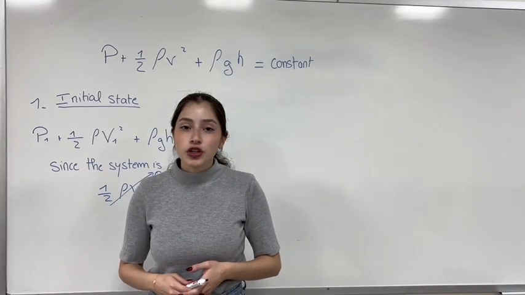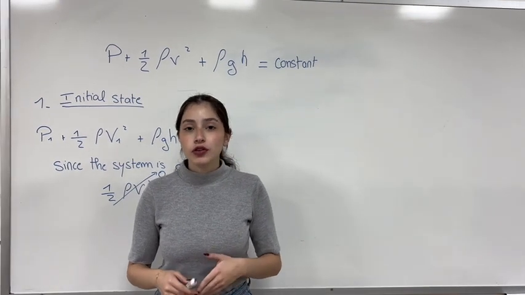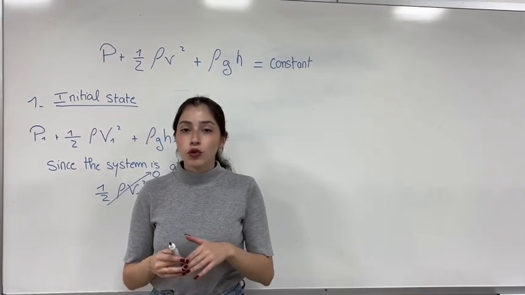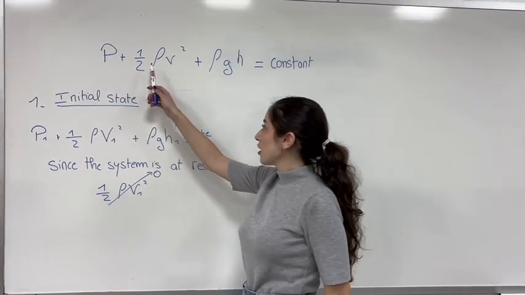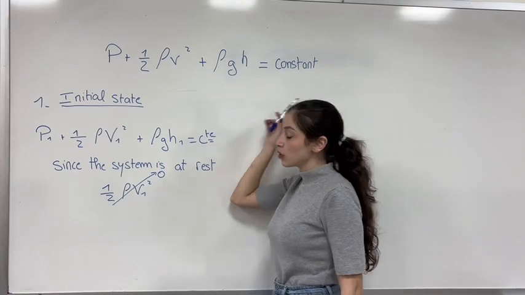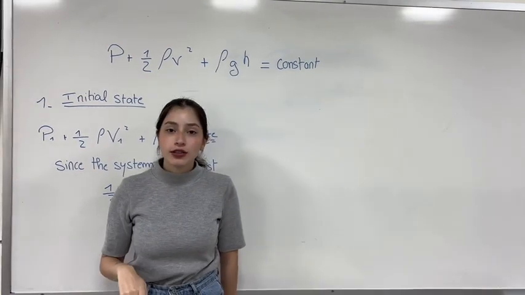Bernoulli's equation is a statement of conservation of energy of a fluid in motion along a streamline. The equation of Bernoulli's is P plus half rho V squared plus rho GH equals constant. Now let's analyze the experiment.